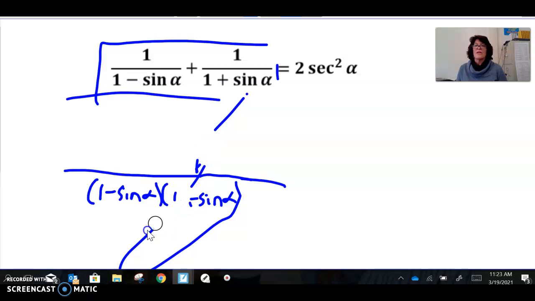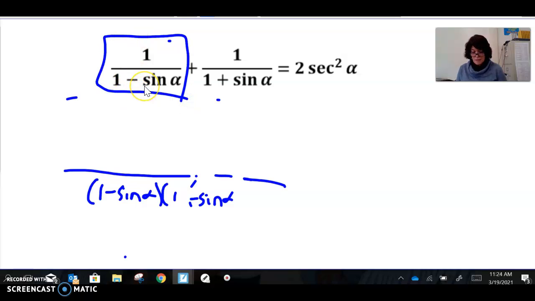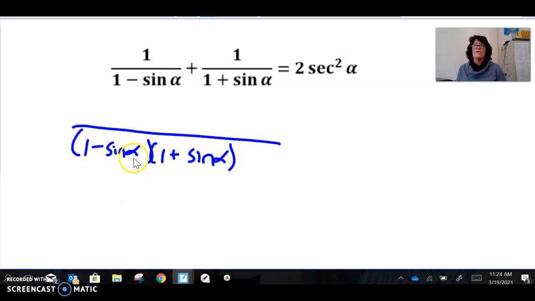Okay, so in other words, I want that to be my common denominator. So in order for this fraction to have that denominator, 1 minus sine x times 1 plus sine, I'm sorry, I keep saying x. I'm going to pause this and restart. So my common denominator is 1 minus sine alpha times 1 plus sine alpha.